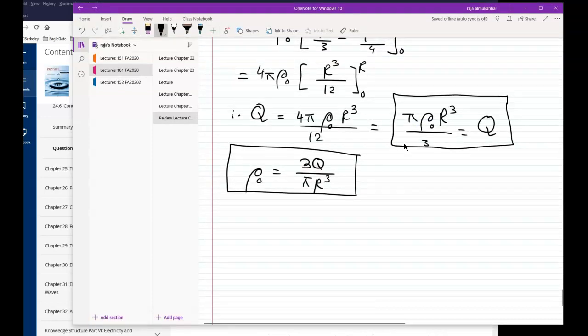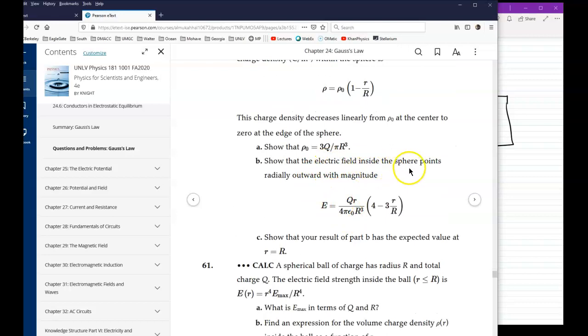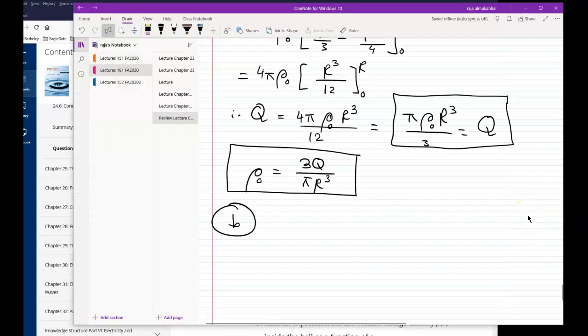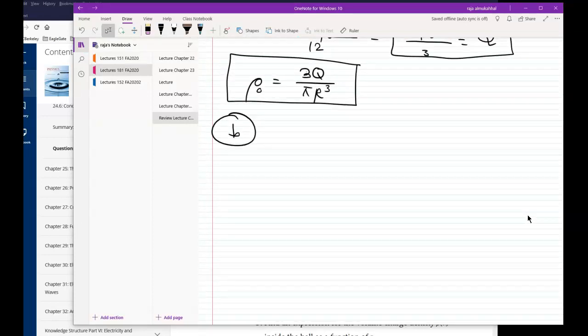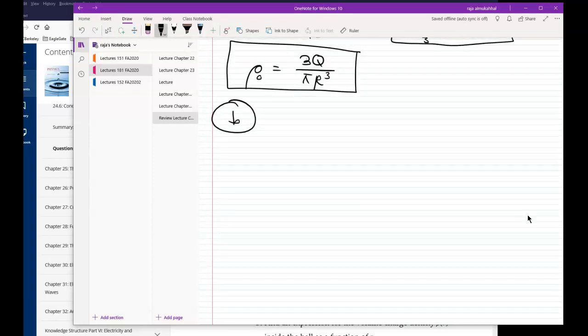Now the second part, part B, he says, show that the electric field inside the sphere points radially outward with this magnitude. Okay, so we have this magnitude of the electric field. When I'm asked to find the electric field, the first thing that comes to my mind is Gauss's law. So I'm going to do Gauss's law here. So the way I'm going to approach it, basically start with Gauss's law. So he says here, show that.